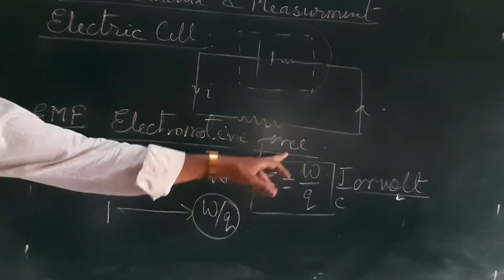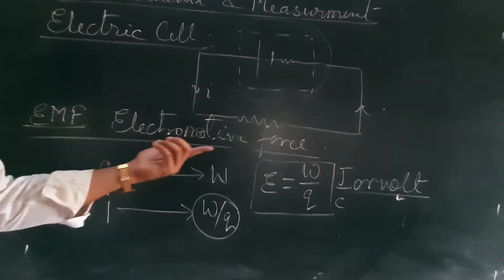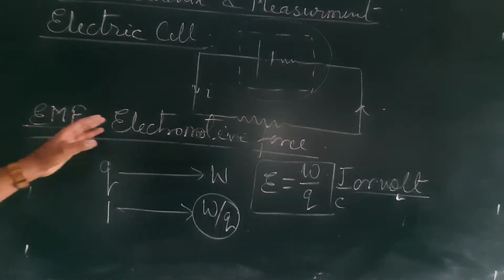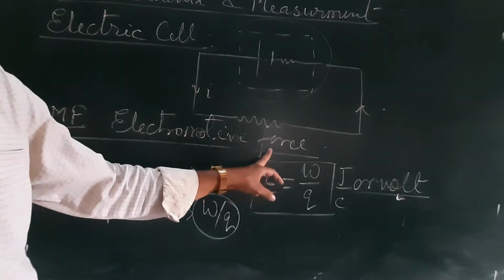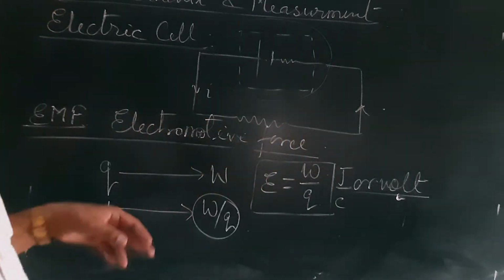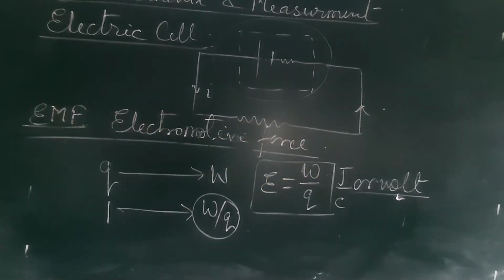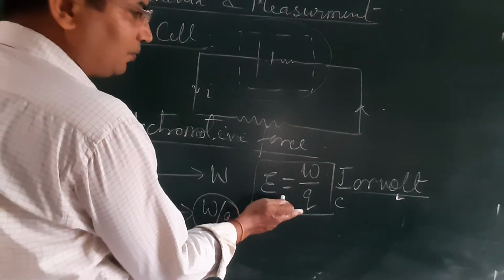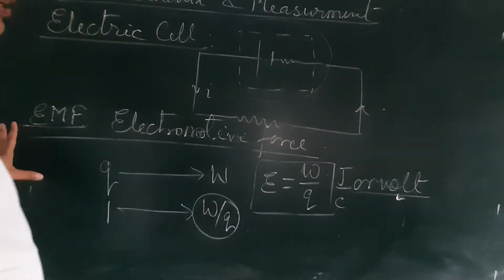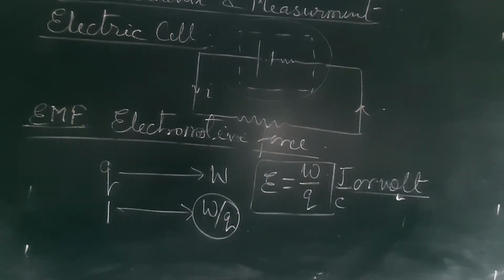As you are seeing from its name, it is electromotive force. From this, it appears that it may be some force, but it is absolutely incorrect. It is not a force. This name only comes from historical reason. It is the work done per unit charge. So this is the SI unit of electromotive force. Now come to terminal potential difference.